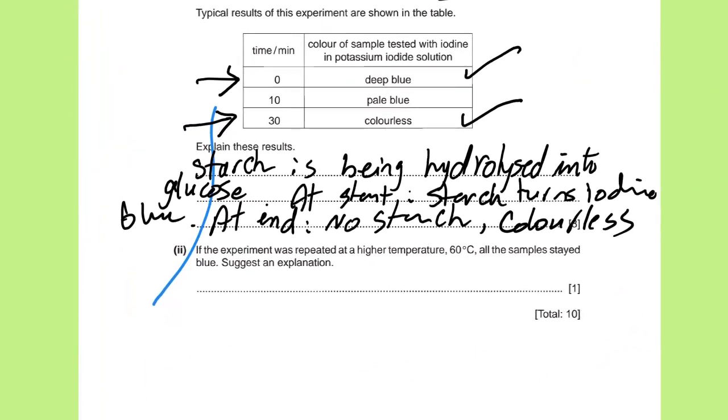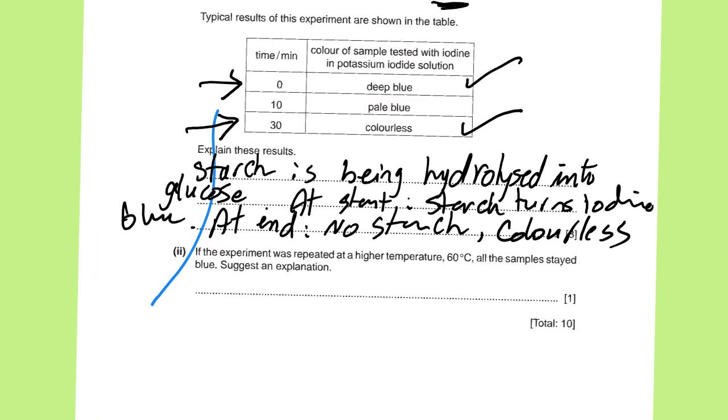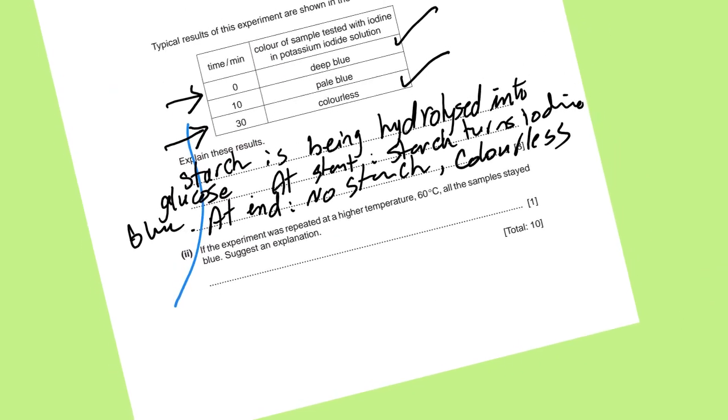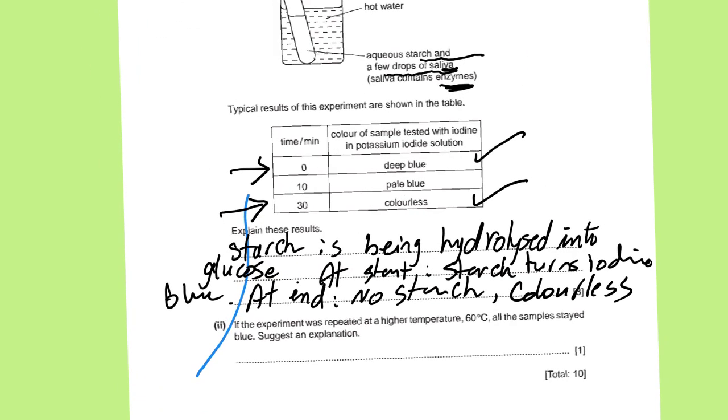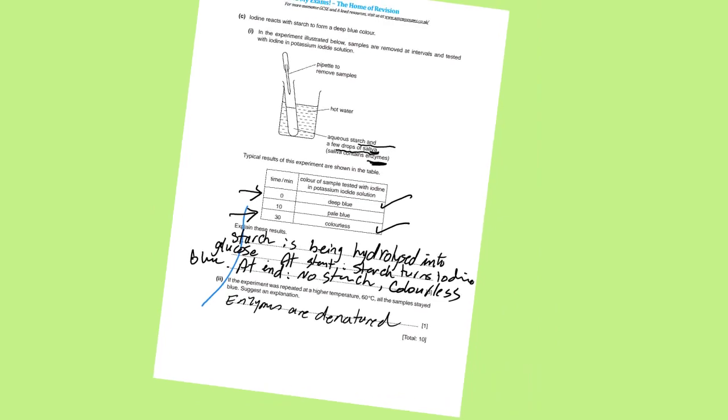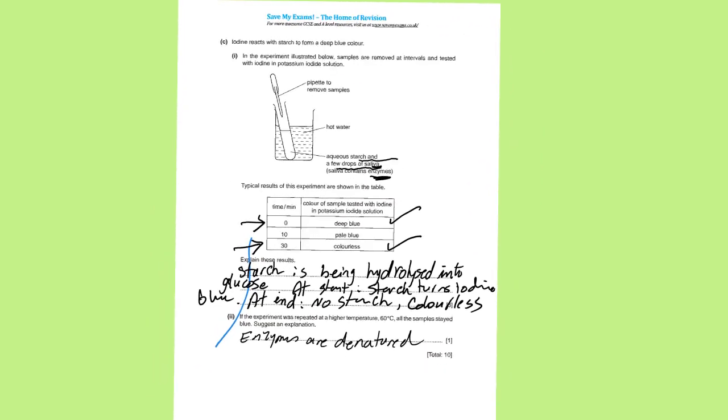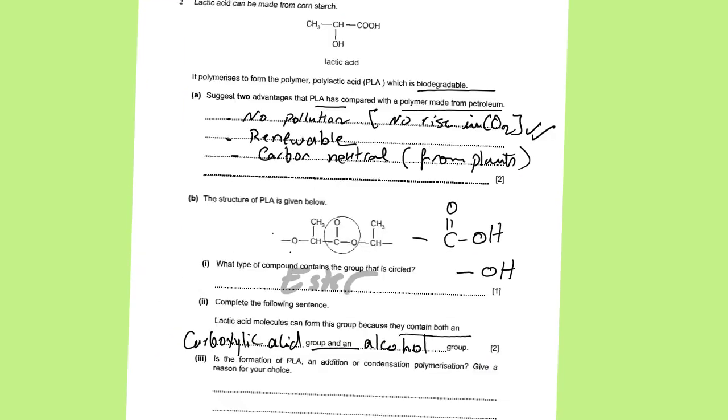And then here, if the experiment was repeated at a higher temperature, like 60, all the samples stay blue. Remember that we are working with enzymes. At this very high temperature, enzymes are denatured, so starch will remain in the reaction medium. Do you understand or not?